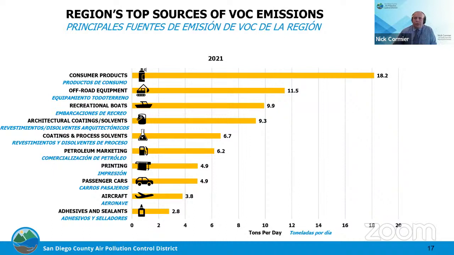Mobile sources are also some of the largest emitters of VOC, including off-road equipment, boats, passenger cars, and aircraft. However, the largest region-wide source of VOC is consumer products, such as personal care products and household cleaners, which are also regulated by CARB. Other categories the district can and does regulate through adopted local rules. These categories include architectural coatings, such as paints and stains, miscellaneous coatings, petroleum and gas fueling activities, printing, and adhesives.